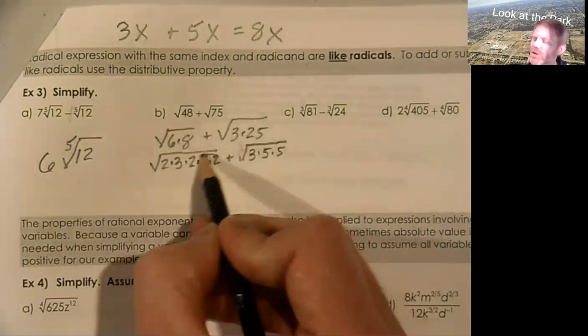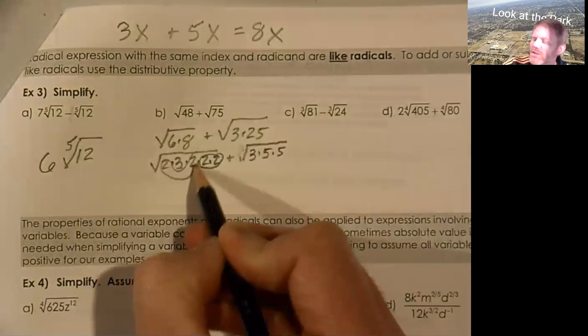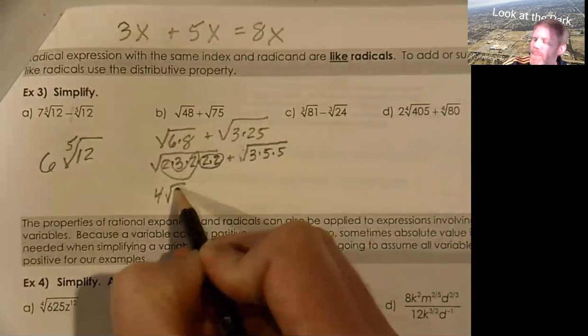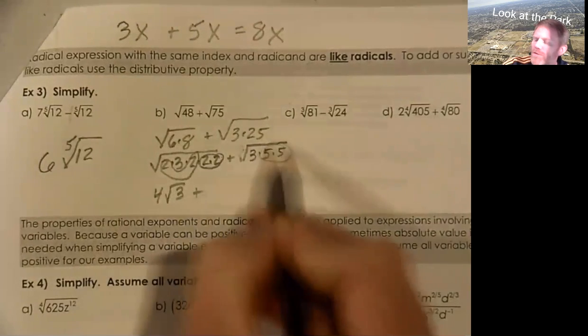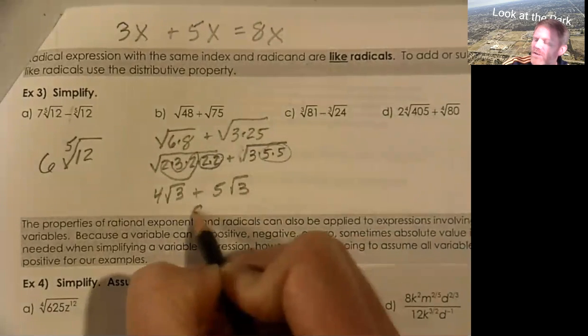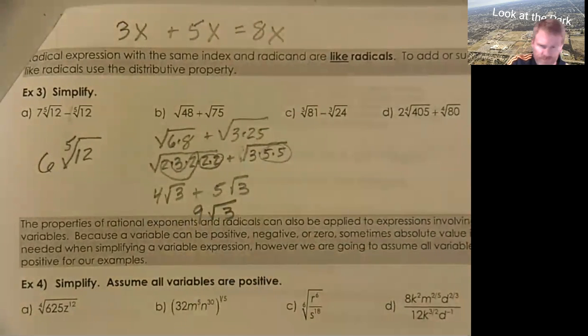So you're looking for 2 of a kind, and you even have another 2 of a kind. So that's a total of 2 times 2, which is 4. And 2 of a kind, which leaves you a 5. Now you've got your like terms. So you have your 5 and your 4. Your 4 plus 5 is 9, and they're both root 3.